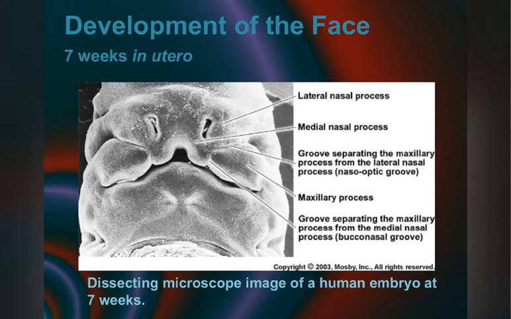Here we are looking at a human embryo, week 7. We see here more growth taking place. So here we see the maxillary process is getting closer and closer. The groove separating it from the medial nasal and lateral nasal processes is getting narrower and narrower. So they are preparing to fuse to each other.